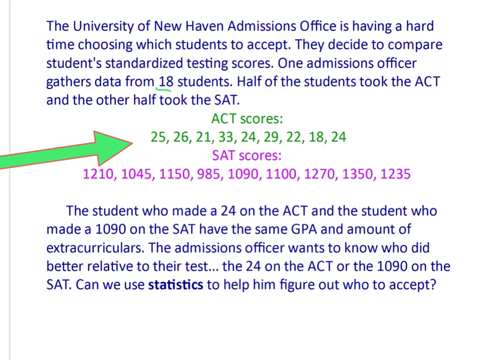Half of the students took the ACT and the other half took the SAT. So there's 18 students. 9 took the ACT, so N equals 9, and 9 took the SAT, so N equals 9. N is just my sample size.